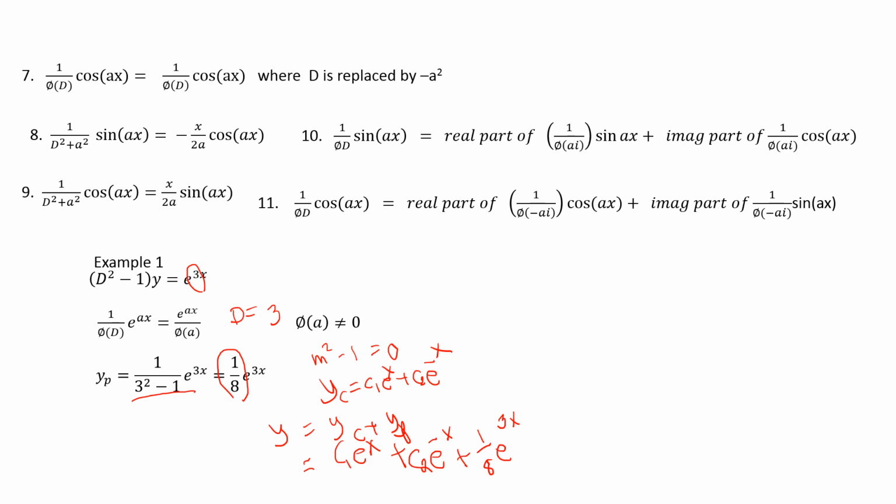Now, by the way, this topic will just be devoted to solving the particular solution using the inverse differential operator. So it is expected that you know already how to solve for y sub c. So we'll just concentrate on computing the particular solution using the formulas that we have shown. Next, let's have example 2. Let's have (D squared minus 4)y = 2x.